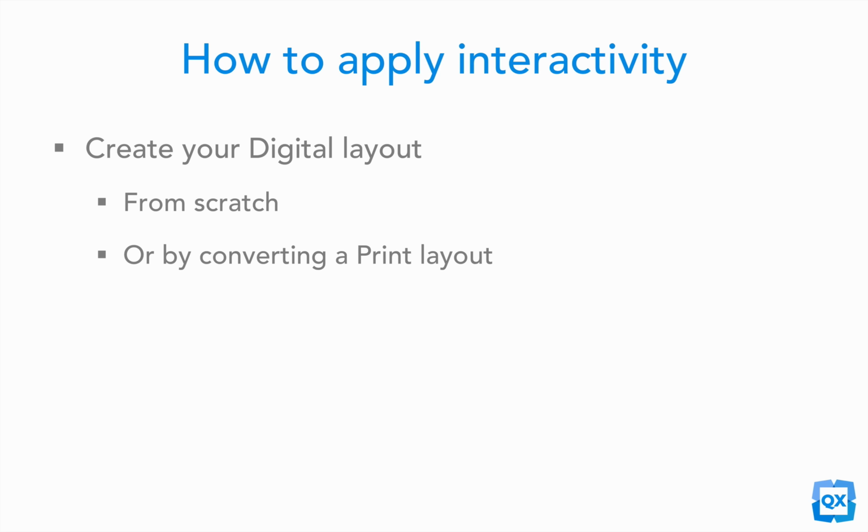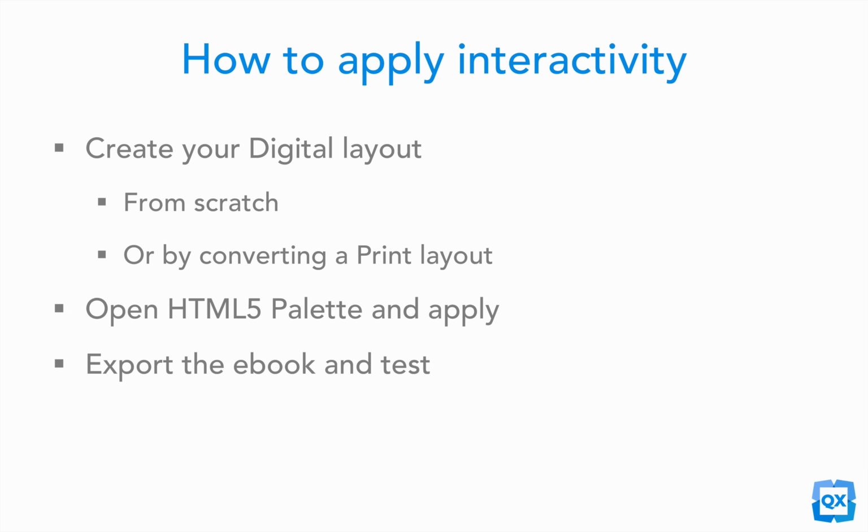And before I show you how to do it, let's briefly talk about how you apply interactivity. It's actually quite easy. You create your digital layout like we've seen in the first part of the webinar from scratch, or just convert a print layout to a digital layout. Then you open the HTML5 palette and apply the interactivity that you need, and you can export the ebook and test it. You're done. It's really easy to do that.